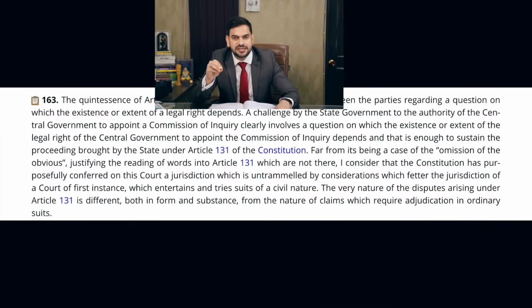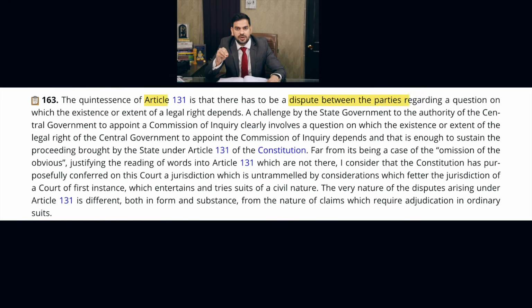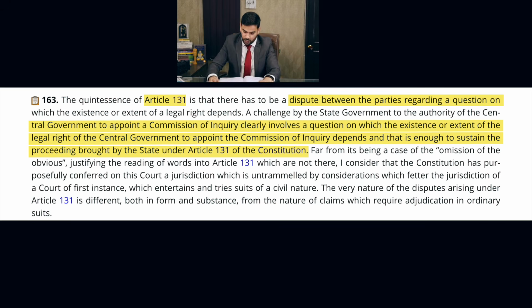So the Supreme Court held that this case is maintainable before the Supreme Court under Article 131, because any dispute between the Centre and the state in relation to the competence of the legislature under the 7th Schedule falls under the expression which is existence and extent of legal rights. So these are the two very important cases which you must note down.